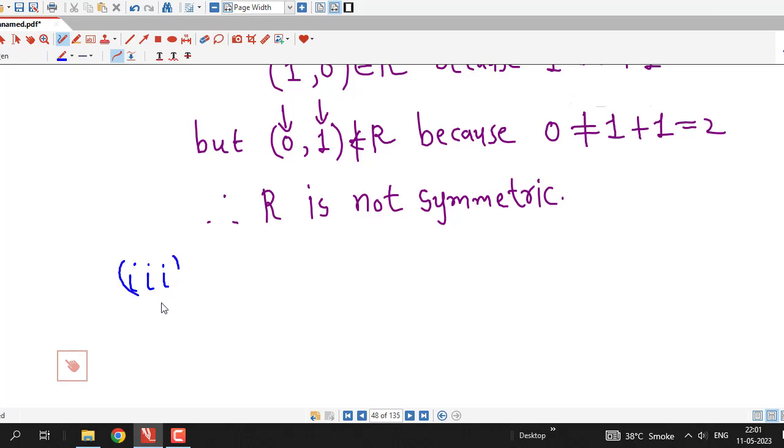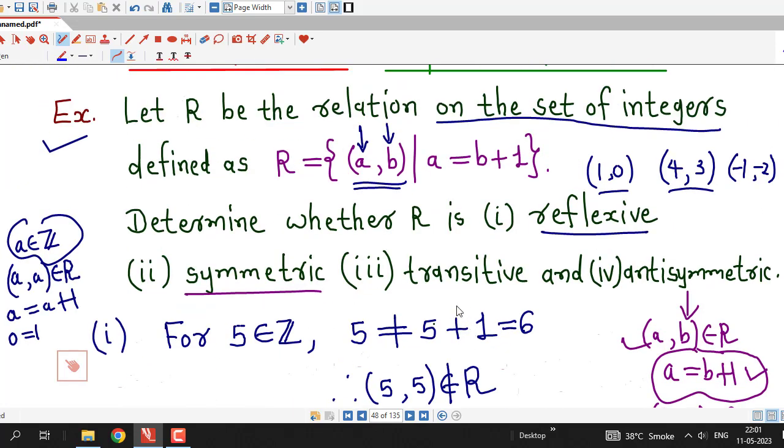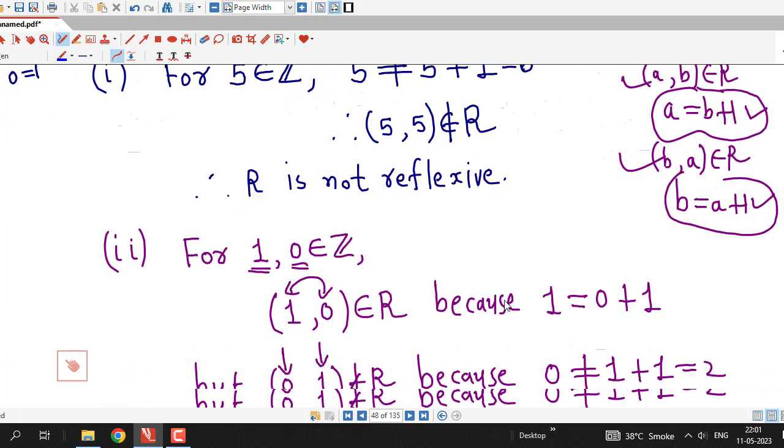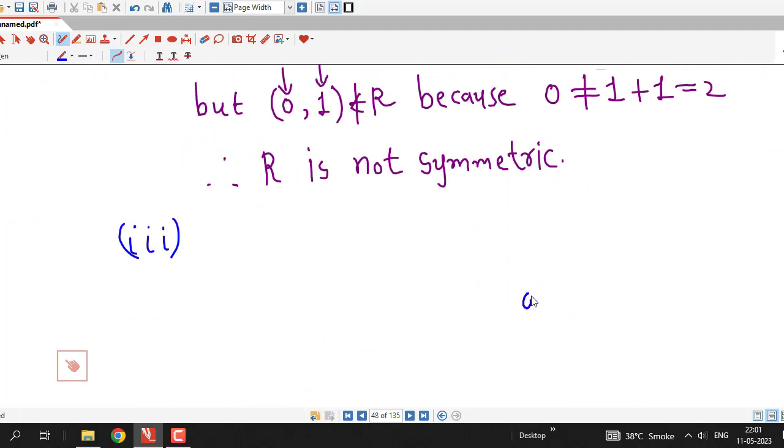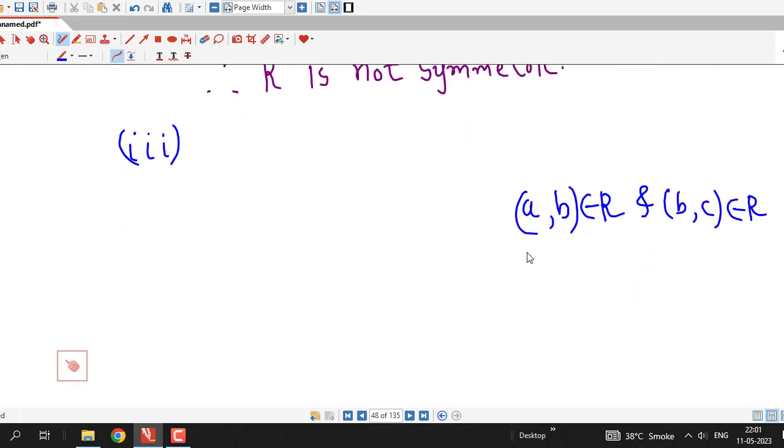Now we check the next property. What is the next property here? It is the transitive property. For the transitive property, we have to check that whenever (a, b) belongs to R and (b, c) belongs to R, we must have (a, c) belongs to R. First we try to prove this and see whether we are able to prove it or not. If there is some difficulty in the proof of that property, then that gives us the idea that the property cannot be true, so we should try by taking particular elements.